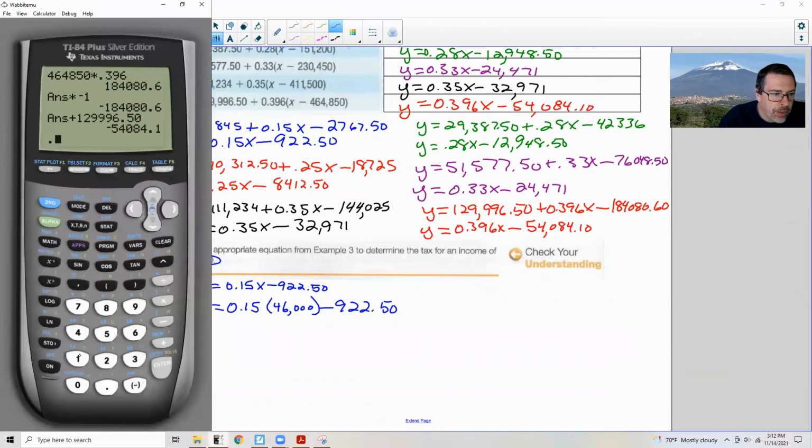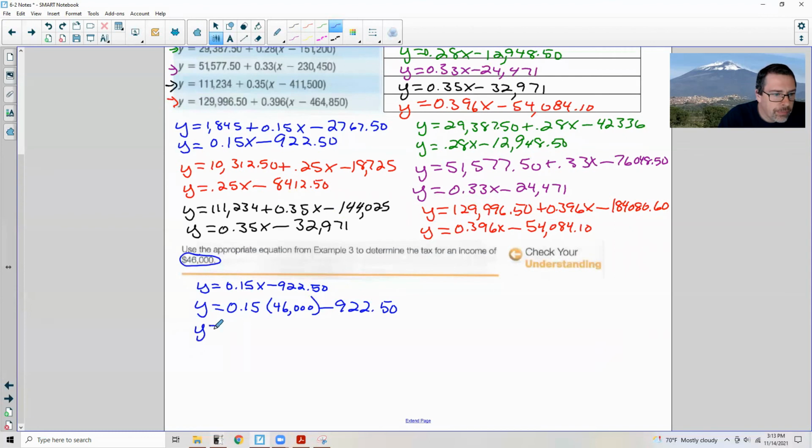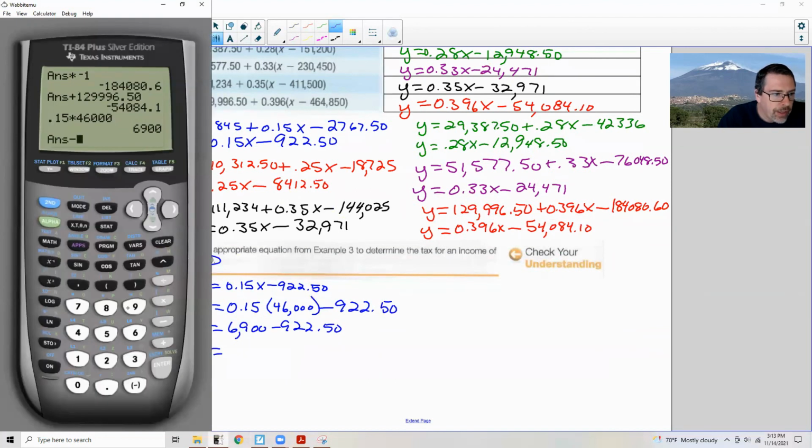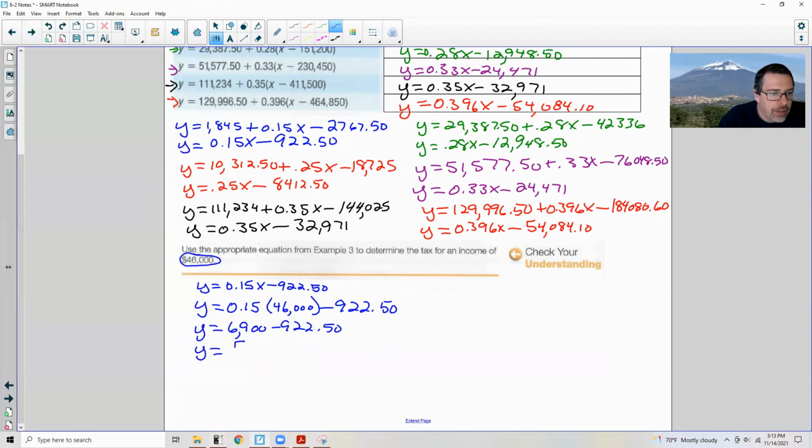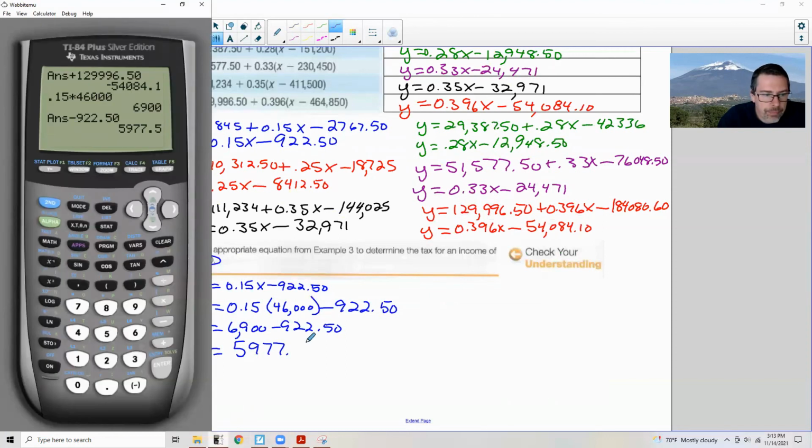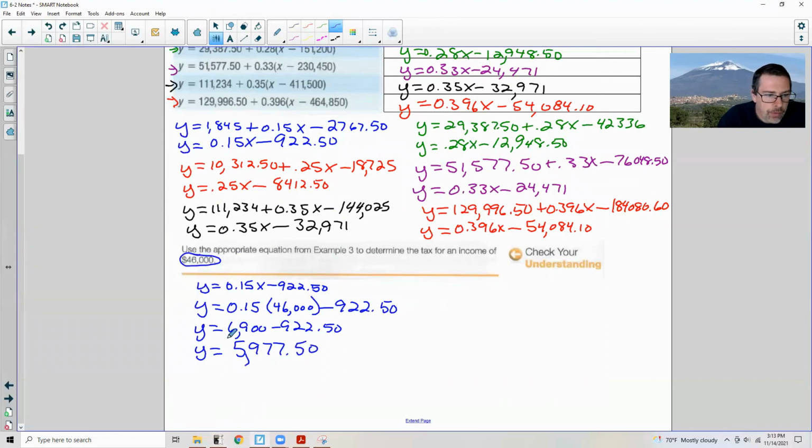So I get my calculator, 0.15 times 46,000, and I get $6,900 minus $922.50, and that will be my tax. So it's minus 922.50, and I get $5,977.50. Okay, that is the tax for an income of 46,000.